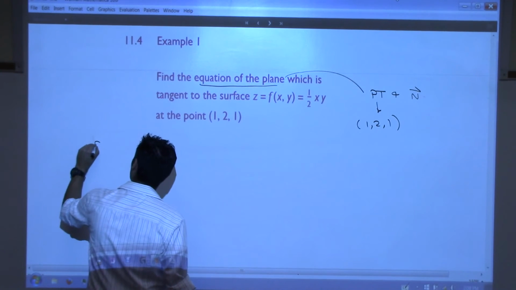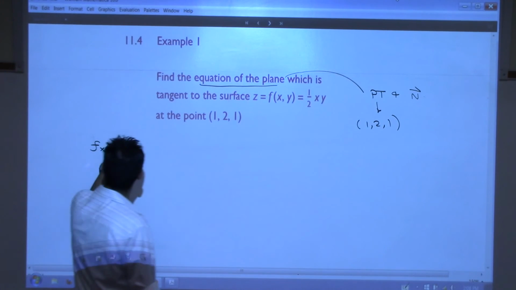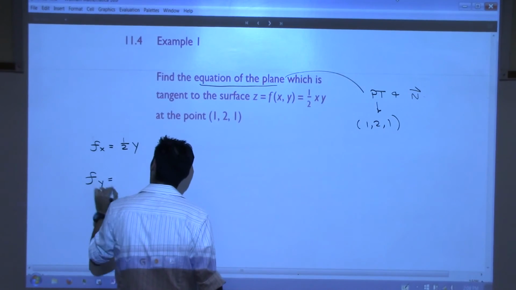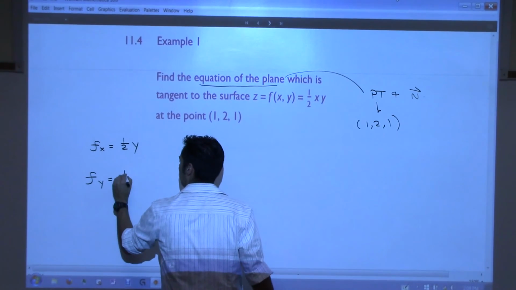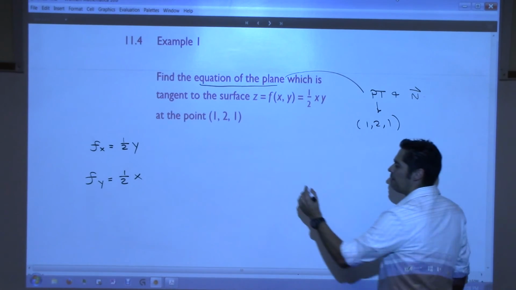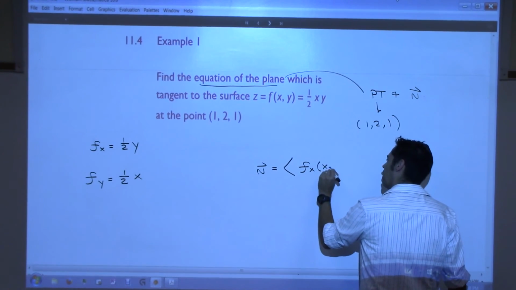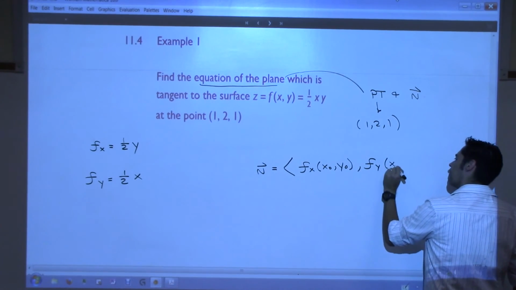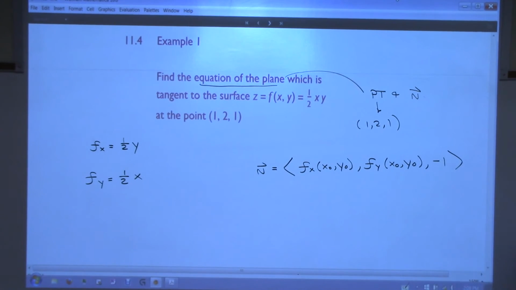What is the partial of this function with respect to x? 1/2 y. Okay. What is the partial of this function with respect to y? Because we're going to need them both. We may as well get them now. 1/2 x. And I'll write the definition up here, even though it's in your notes, which I know you all bring to class and follow along every day. That's what the normal vector looks like, right?